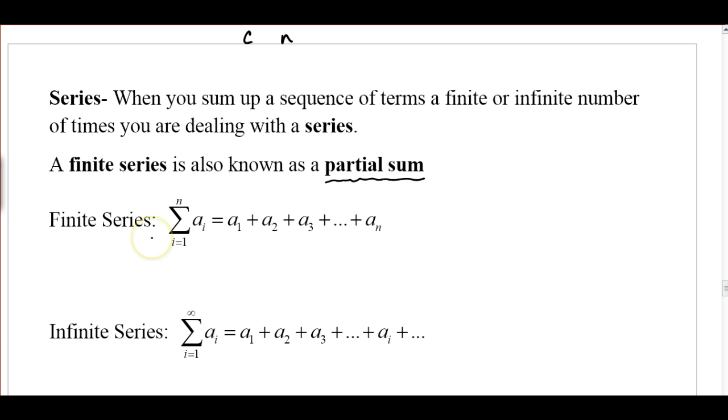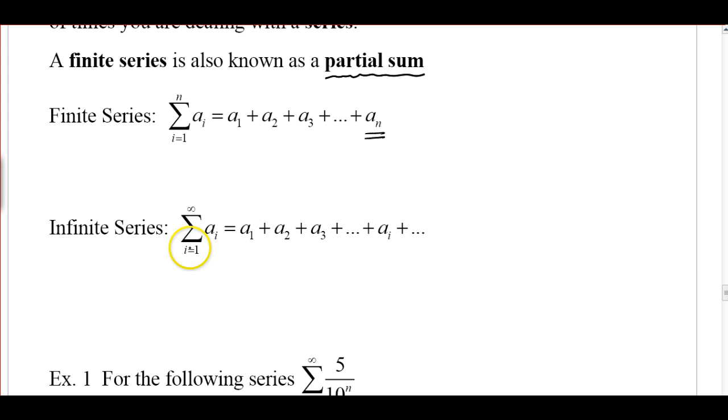Again, for a finite series, we're just going to add up the values of the sequence until we get up to a sub n. And then for an infinite series, we're going to add up all the values up to infinity. So notice this keeps going on.